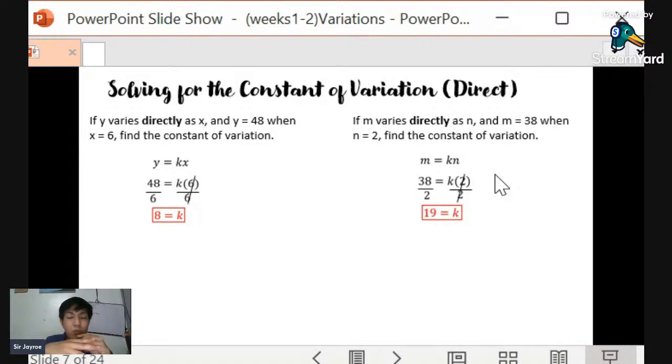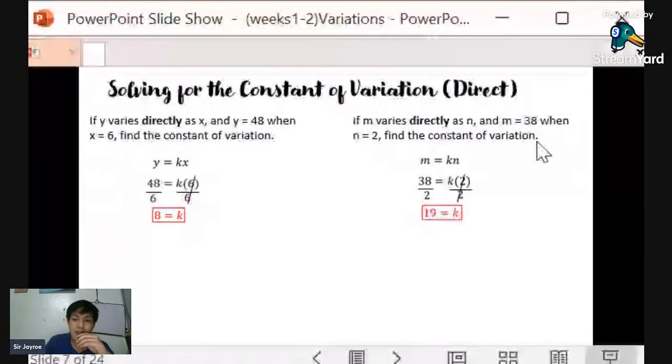So the next one, the same. The given is m is equal to 38 and then n is equal to 2. So the answer here is 19. So 38 divided by 2 is 19.